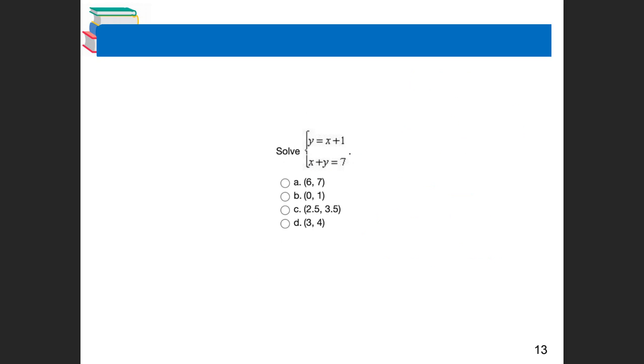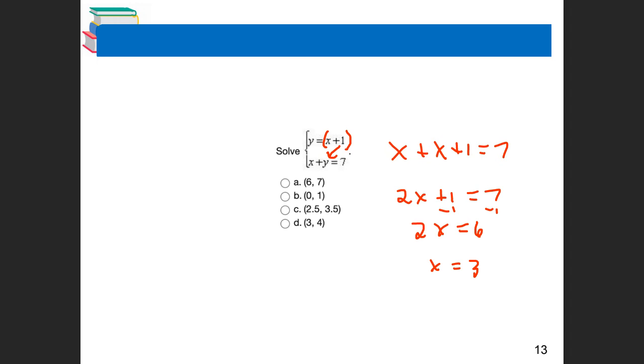In this problem, they already have y is equal to, so I don't have to do that first step. So the first thing I'm going to do is take y is equal to x plus 1, and I'm going to plug it in for y here. So this is going to be x plus x plus 1 equals 7. So 2x plus 1 equals 7. 2x equals, I'm going to subtract 1 from both sides. That gives me 6. So x equals 3.